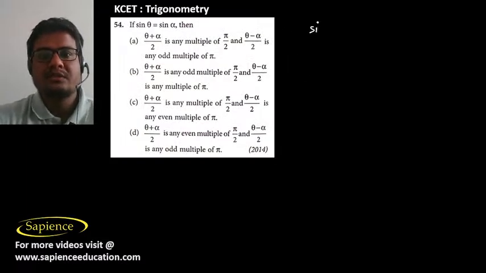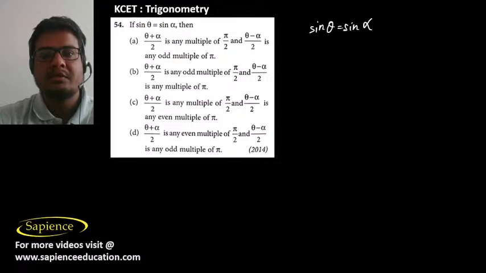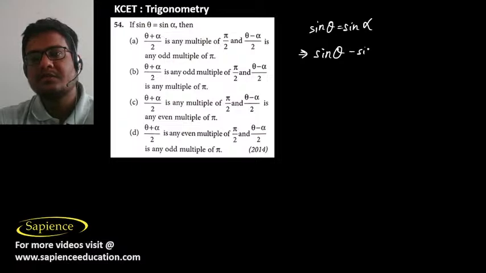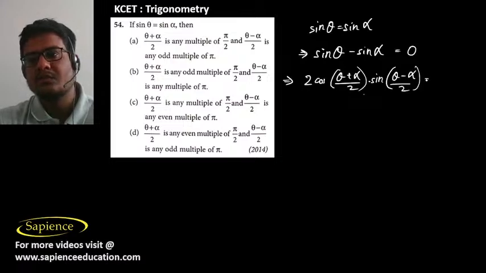Now here it is told that if sine theta equal to sine alpha, then theta plus alpha by 2 is any multiple of pi by 2, and theta minus alpha by 2 is any odd multiple of pi. So which of the options are correct, we have to tell here. Okay. So this implies sine theta minus sine alpha should be equal to 0. So now sine theta minus sine alpha is 2 cos of theta plus alpha by 2, since sine c minus sine d is 2 cos c plus d by 2 into sine c minus d by 2, that is theta minus alpha by 2, equal to 0.